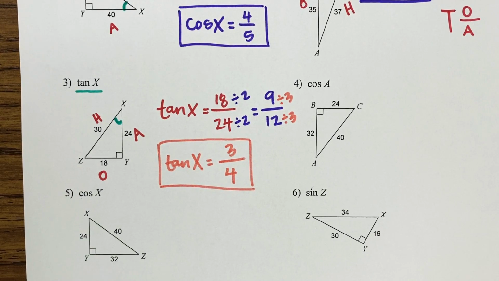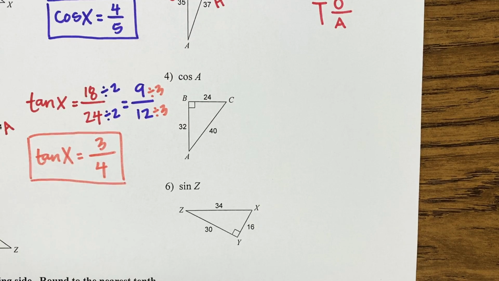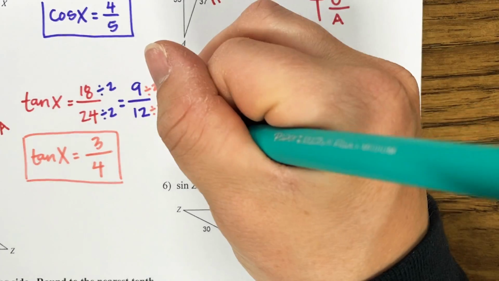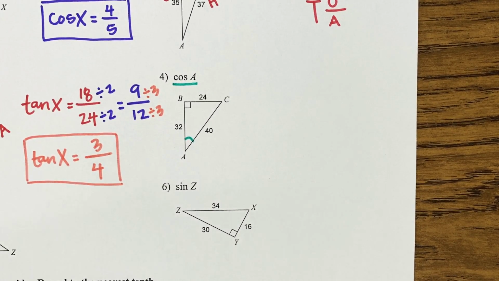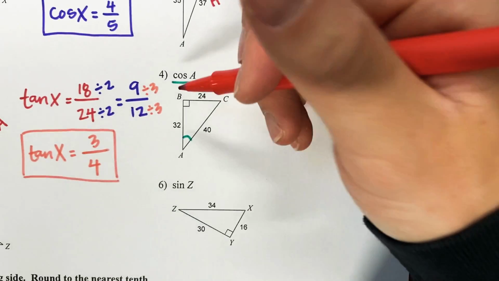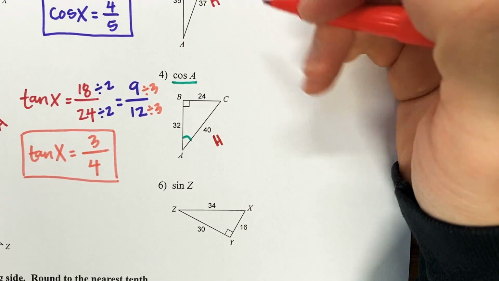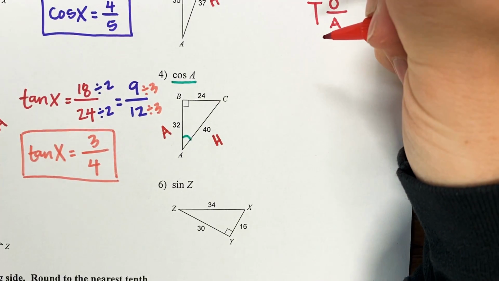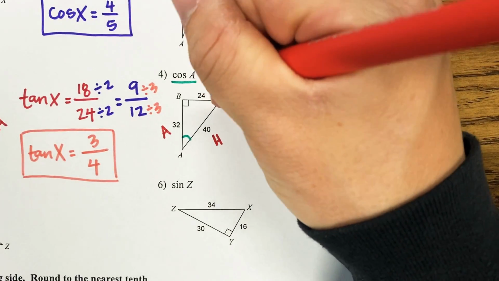Beautiful. Okay, let's look at number 4. It wants cosine of angle A. So find angle A. It's that one right there. Now let's identify opposite, adjacent, and hypotenuse. The hypotenuse is the easiest to find, just go across from the right angle. That's our hypotenuse. Adjacent is right next to our angle, so we know that 32 is adjacent. And on the opposite side of our angle is our opposite side, and there we go.